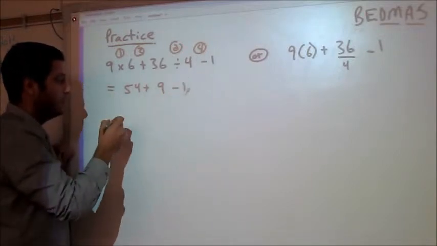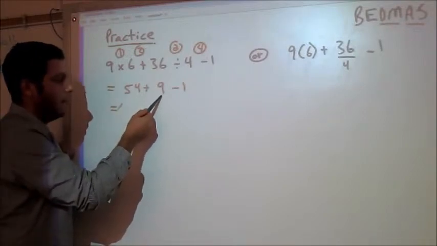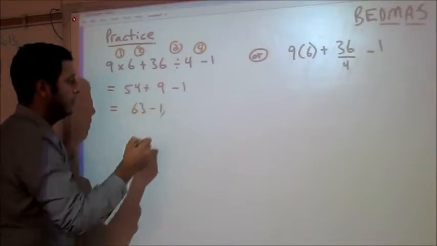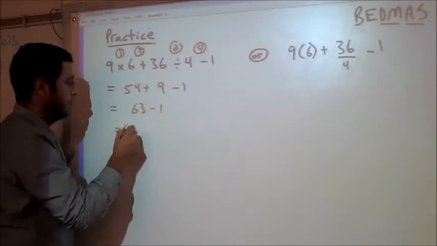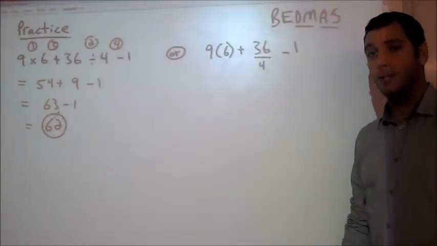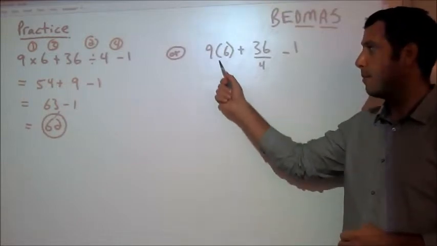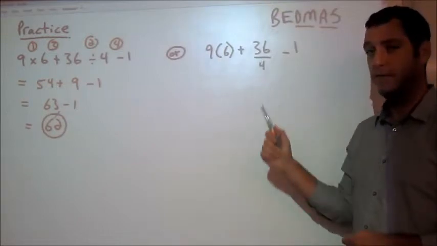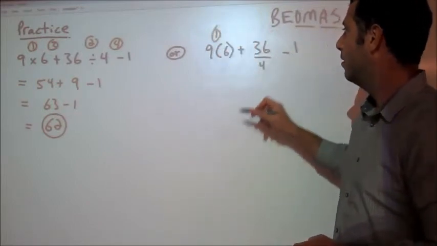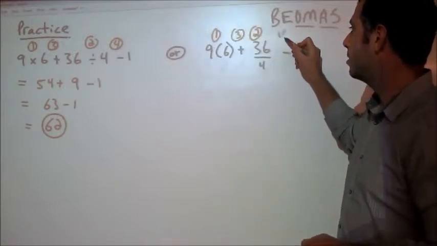All right, now we just continue solving in the correct order. So 54 plus 9, we'll be adding first. 63 minus 1. And 63 minus 1 is 62. And we can follow the same procedure if the problem was presented in this way to us. So remember that this means multiplication, this is division. So using the order of operations, this step is going to come first, this step is going to come second, and we're going to add third and subtract fourth.